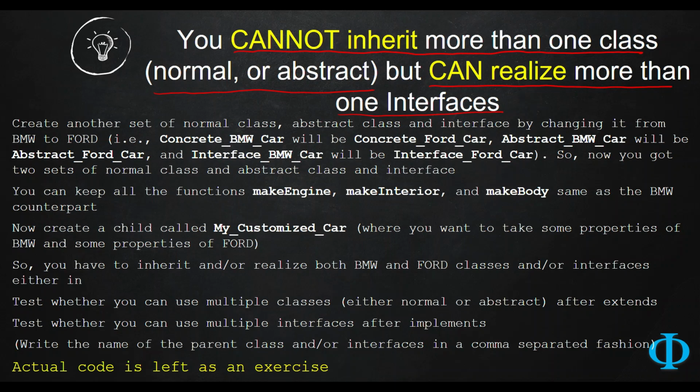Okay, so what does that mean? It means after the extends keyword, you can have only one class, but after the implements keyword, you can have as many different interfaces as you want with comma separated values. So for example, let's say it should look like this.